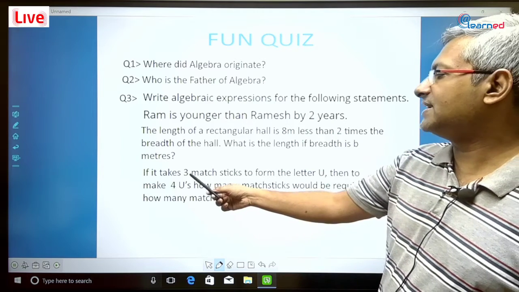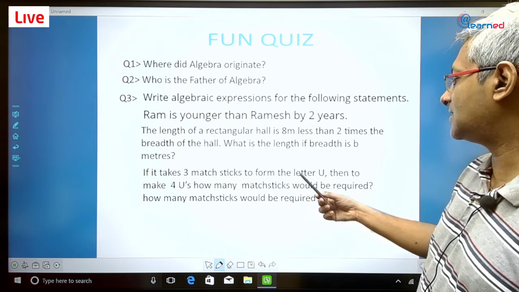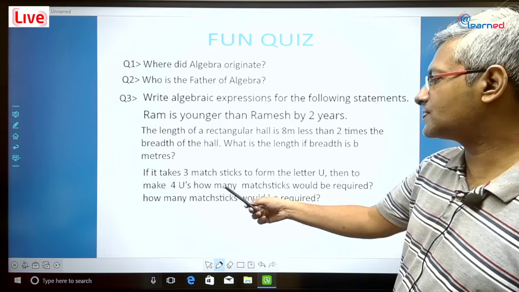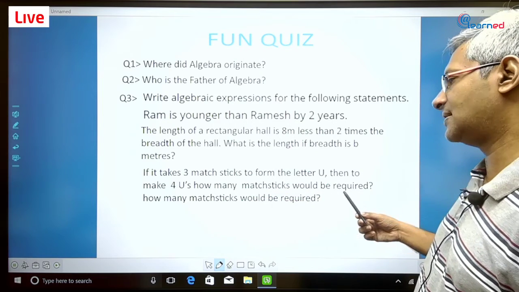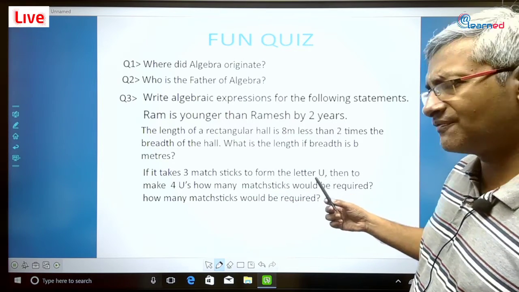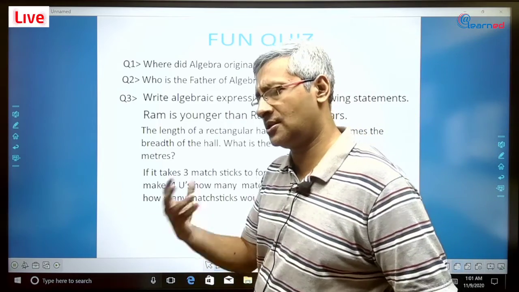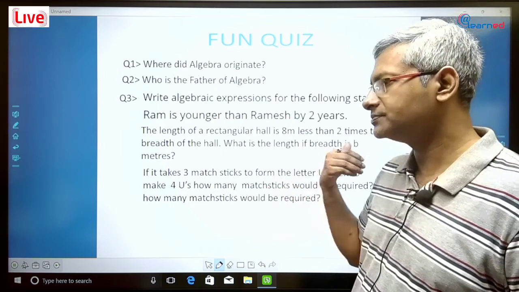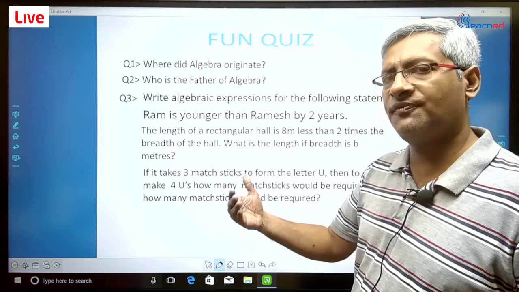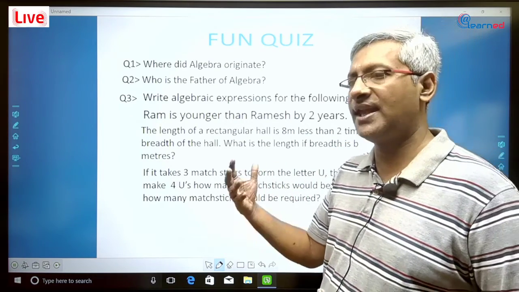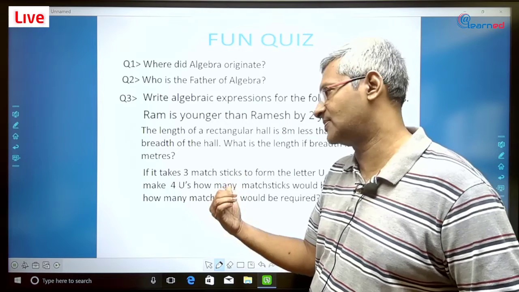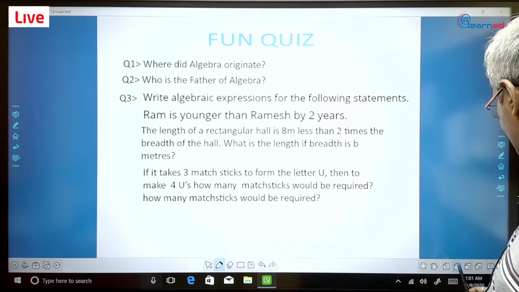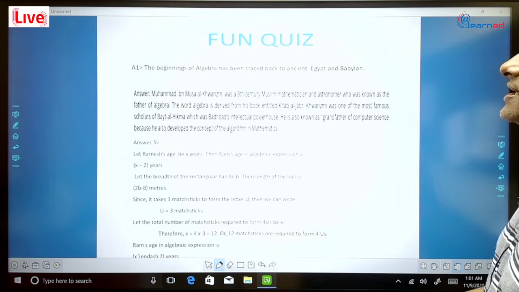Now, if it takes 3 matchsticks to form the letter U, then to make 4 U's, how many matchsticks would be required? This is a very simple statement, and you can directly calculate how many matchsticks would be required. But how do you put it in the form of an expression? How do you make an algebraic expression out of this statement? That we will see. Okay, let's go on to the next slide. Let's see what are the answers.